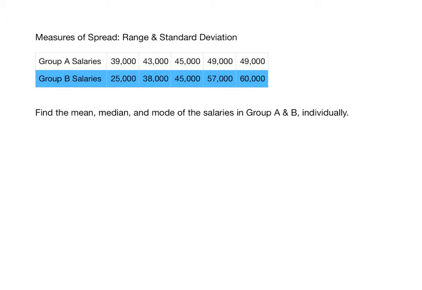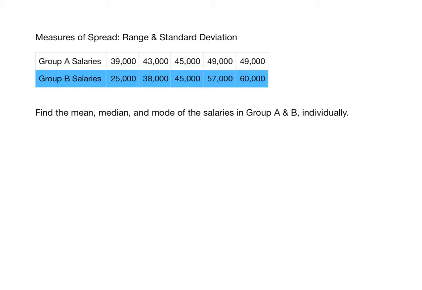We are now going to start our study of measures of spread, and particularly the range and standard deviation of a set of data. But first, let's recall measures of central tendency. So you've got two groups here. Group A, these are the salaries of the 5 people in that group. Group B, these are the salaries in dollars of the 5 people in that group. So to recall, the measures of central tendency that we are interested in this class are mean, median, and mode.